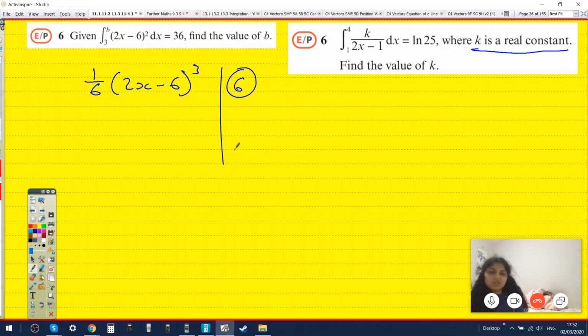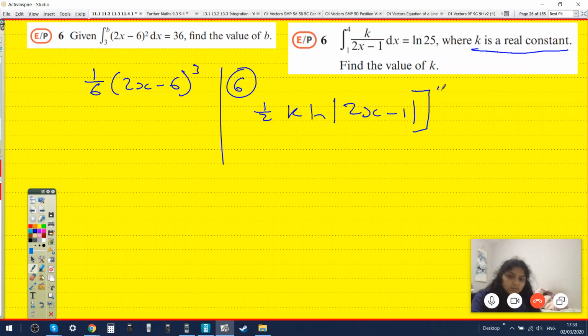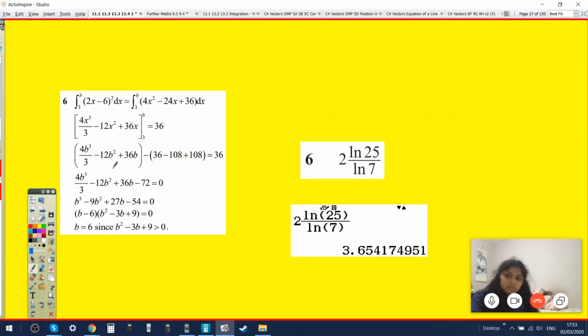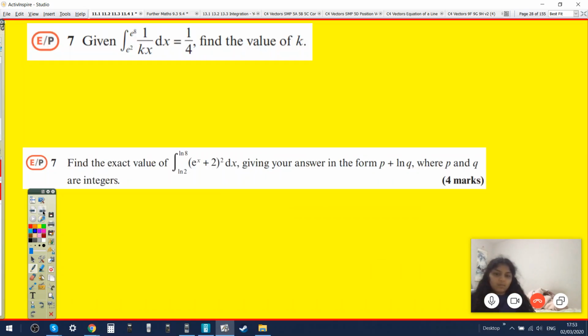Oh wait, k is just a constant, so you would just have k ln 2x minus 1 multiplied by half. And would you be okay for the rest of that? Yeah, it's just solving, so probably. I might make a mistake. And some of these, the calculator would work, but you wouldn't get an exact value, so you have to basically solve it by hand.